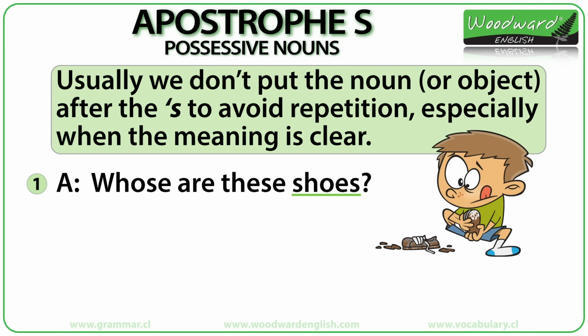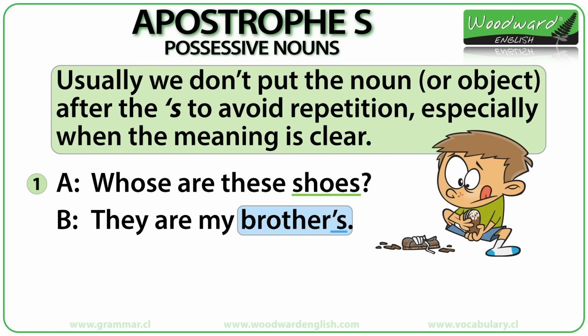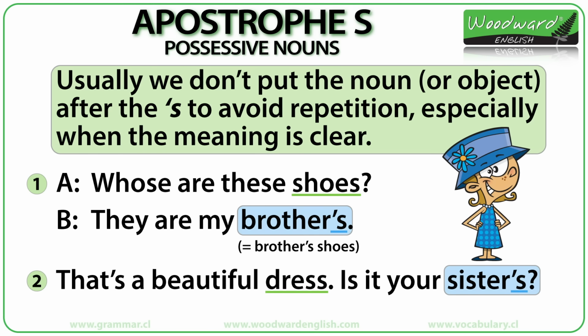A couple more examples. Whose are these shoes? They are my brother's. This is the same as saying my brother's shoes, but without sounding repetitive. That is a beautiful dress. Is it your sister's? Means, is it your sister's dress? Because obviously you don't have any beautiful dresses, so it could only be your sister's dress.